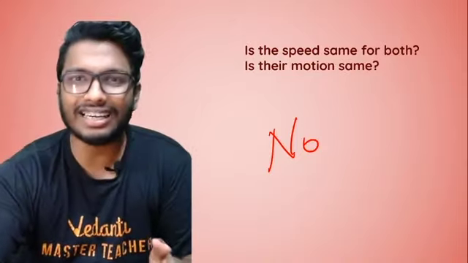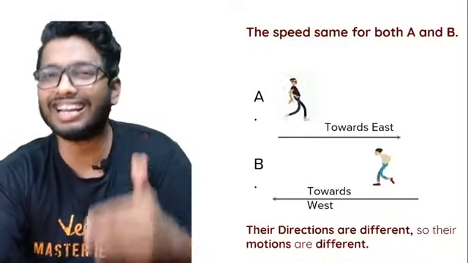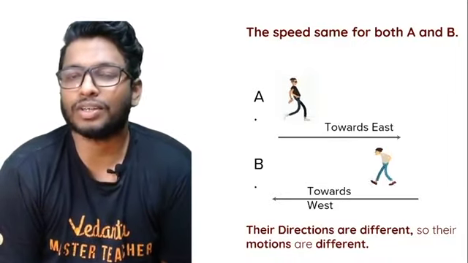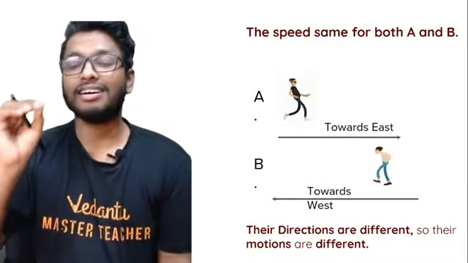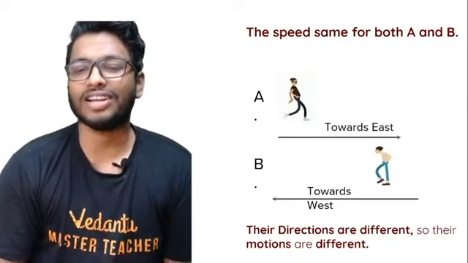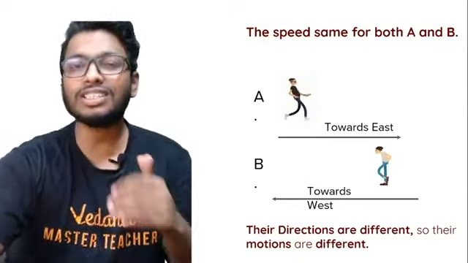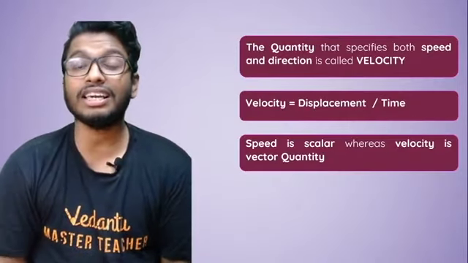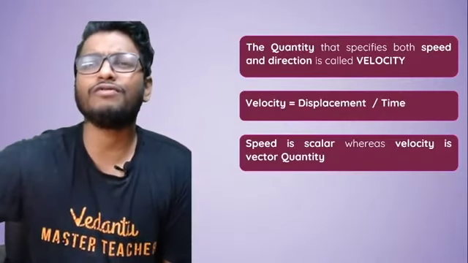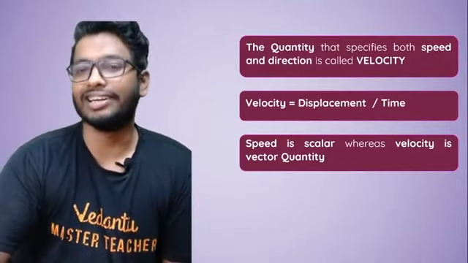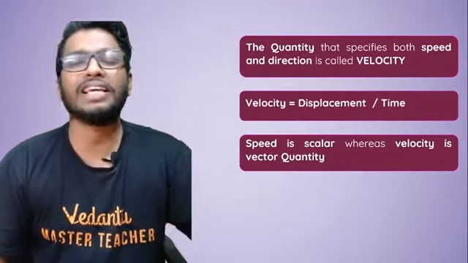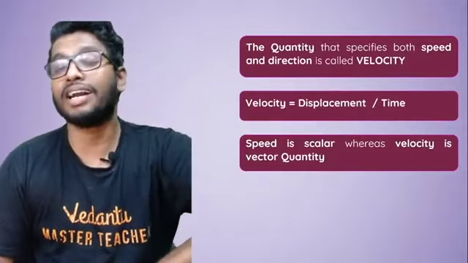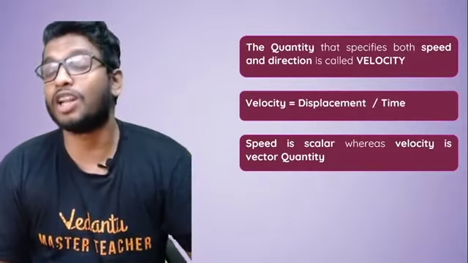But there is a quantity which takes into account the direction as well as the speed at which the person is going, and that quantity is what is called velocity, because velocity is dependent on direction as well. So how do you define velocity? Velocity is nothing but rate of change of speed in a particular direction, or you can say it is displacement by time, because displacement considers direction as well. So it's displacement by time, which is what is called velocity.